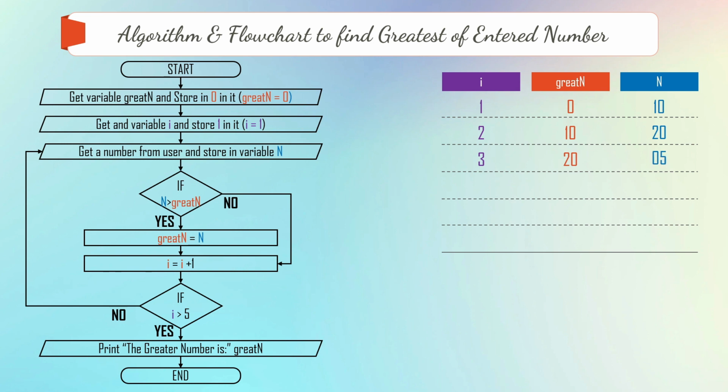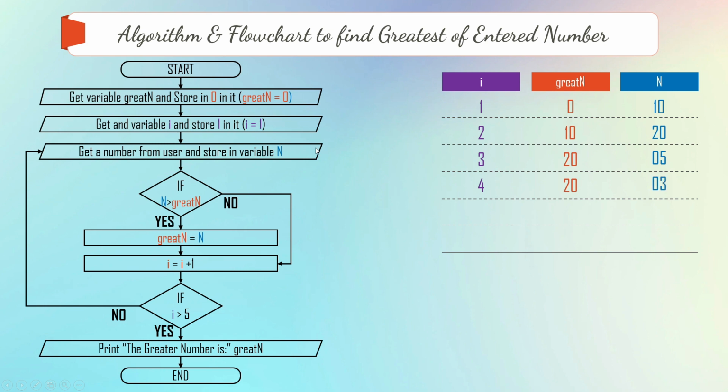Now, suppose the user enters the number 5. In this condition, is N greater than greatN? No. Correct? So what it will do is just come here and increment the value of I. So the value of greatN remains the same. It is not changed, right? On the no, it will come down and increment the value of I. And then it will check if I is greater than 5. Correct? In this step, the value of I becomes 4. It will check if I is greater than 5. No, it will again go here because 4 is not greater than 5, right? So it will again ask the user for a new number.